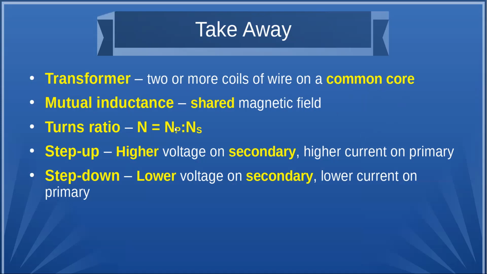And the turns ratio is the ratio of the primary to the secondary. And it determines whether it's a step up, step down, or isolation, 1-to-1. So if you've got a step up, you have a higher secondary voltage and higher current on the primary. If it's a step down, you got a lower secondary voltage and lower current on the primary.